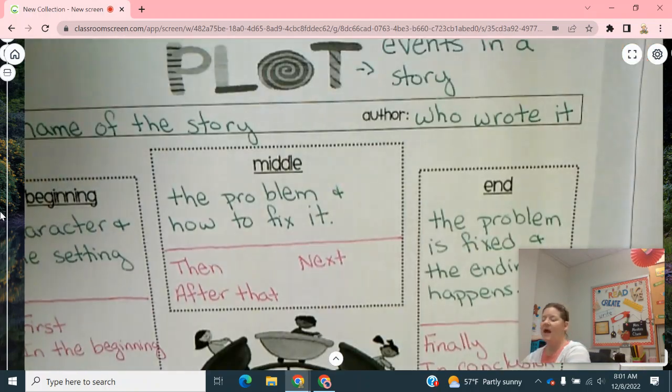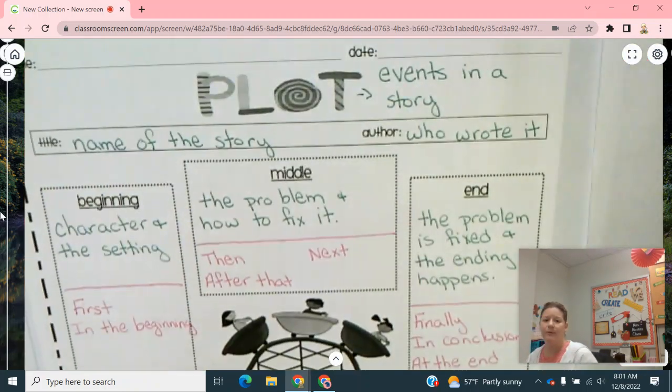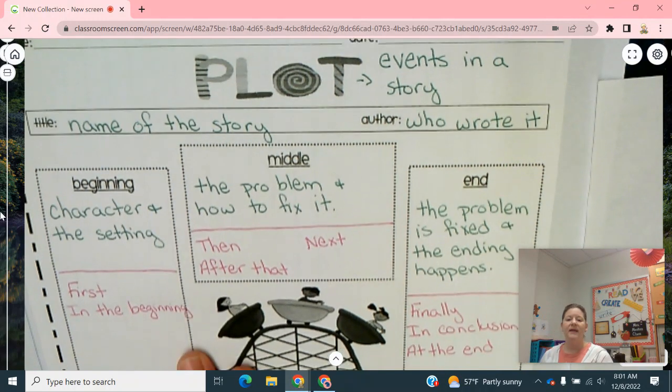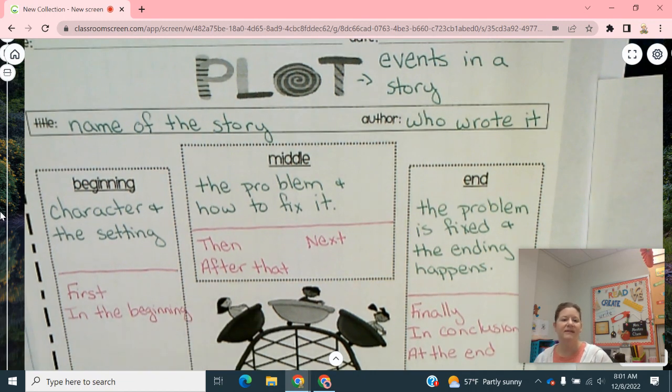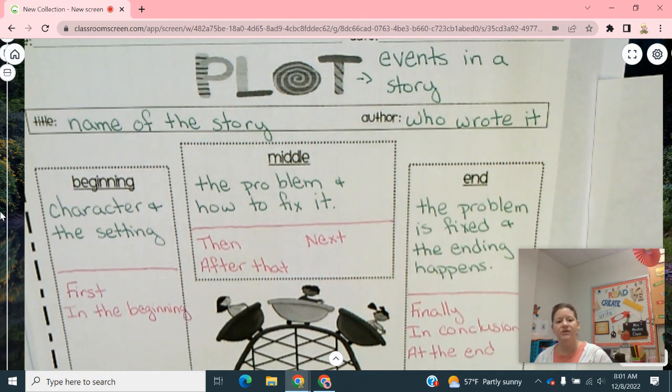So that is our interactive notebook for plot. If you need to go back and check things over, please feel free. Make sure everything is nice and neat so when you show it to me, I can read it. And go ahead and answer the questions to go along with our plot activity, just to make sure that you understood what we were talking about today.